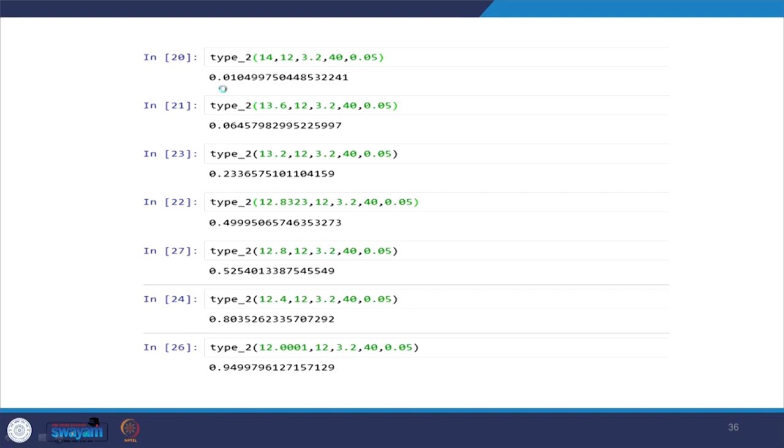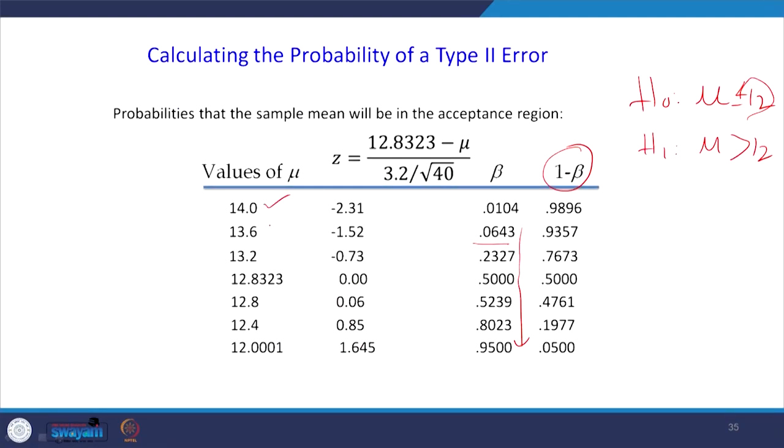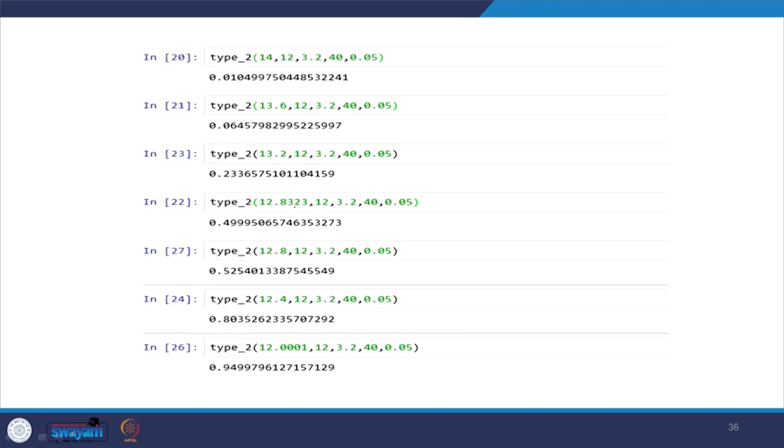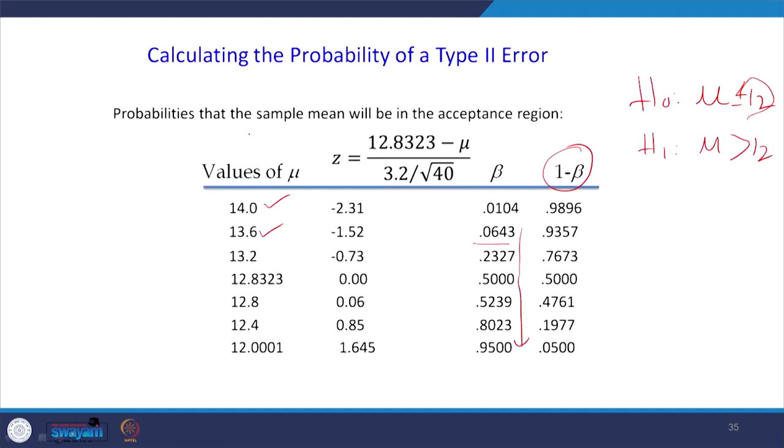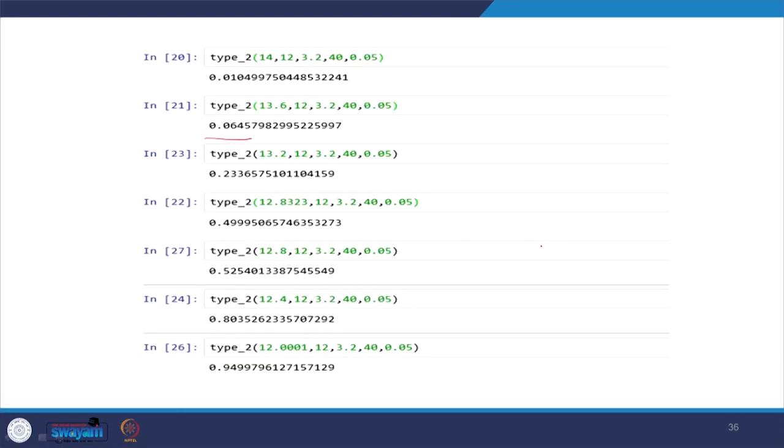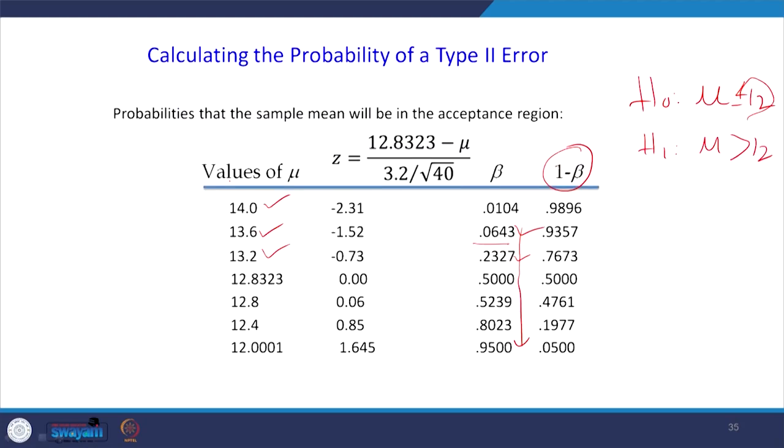Okay. This is for 14. Suppose it is 13.6, I am substituting 13.6 and all other values, my beta value is 0.06. So, that is this value. So, when it is 13.2, what is the beta value? Substituting 13.2, the beta value is 0.23. If it is 12.8, again beta value is 0.5 and so on.